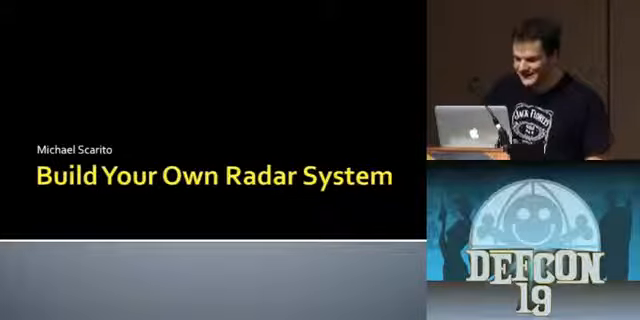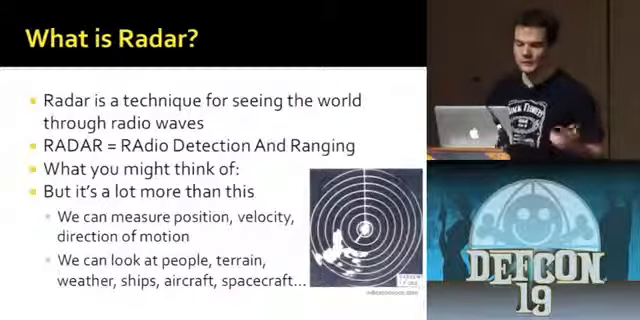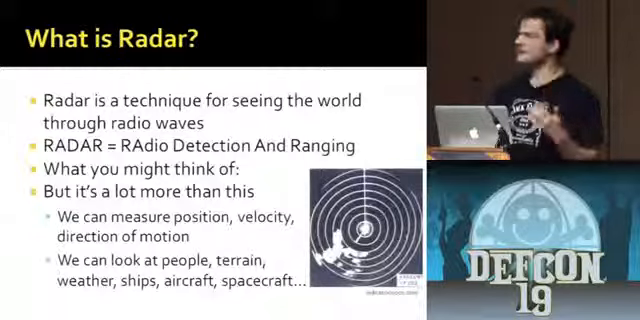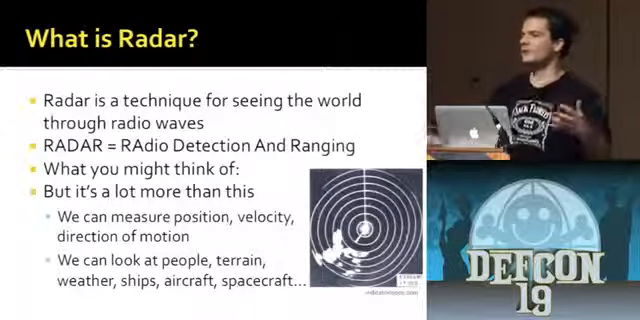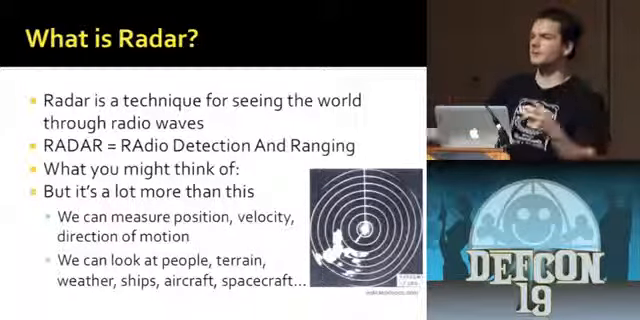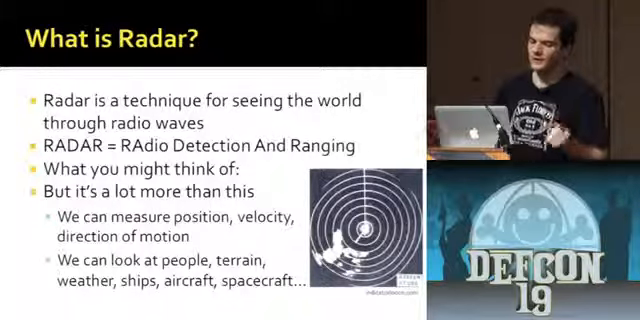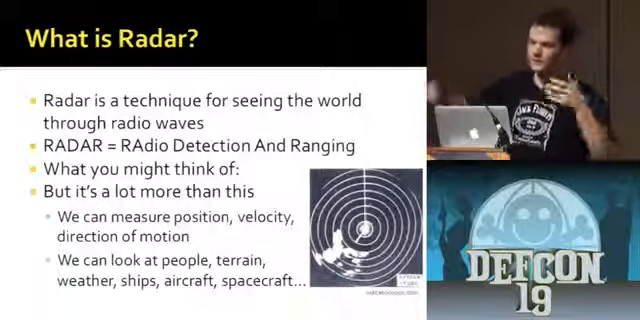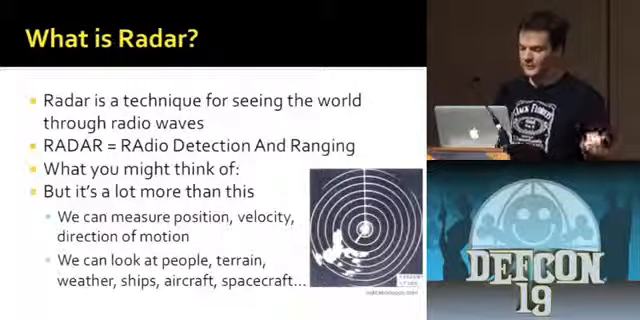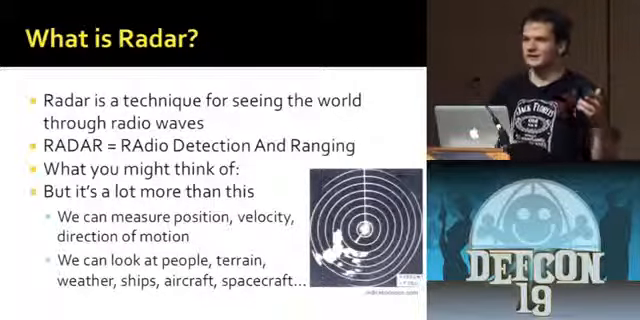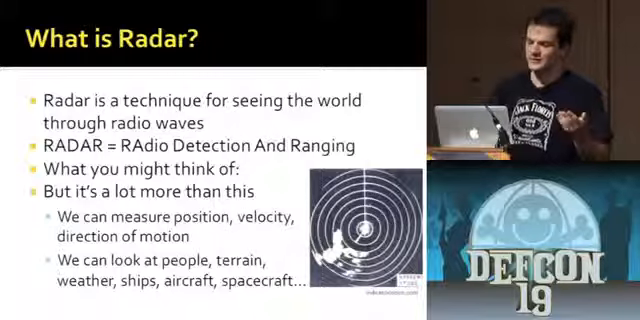So first of all, what is radar? Basically, it's some way of looking at the world through radio waves. You're sensing some sort of electromagnetic field, and generally what you're doing is you send out a pulse and you look at the response. Radar used to be an acronym, it's become a word. It stands for radio detection and ranging, and that's basically what it is.